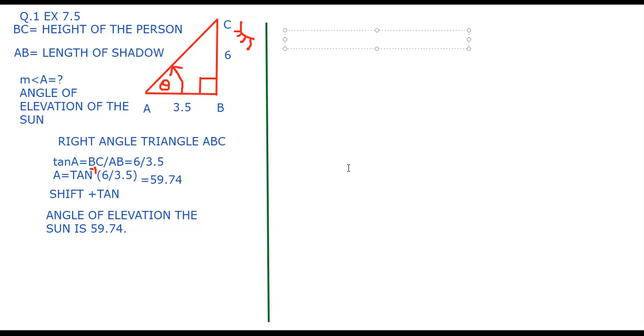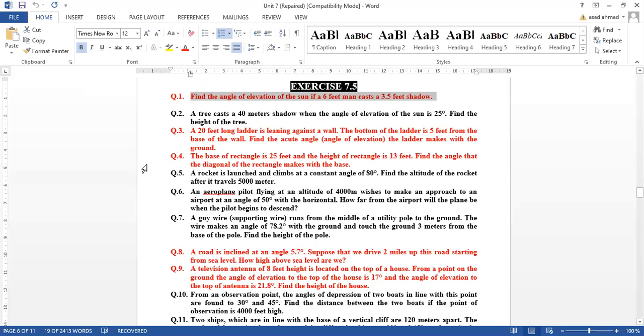We have done question number 1, and let me share with you the next question. It is question number 3 and question number 4. So let me solve question number 3. For question number 3, we have to read the statement that a 20 feet long ladder is leaning against a wall. The bottom of the ladder is 5 feet from the base of the wall. Find the acute angle. Again, same sort of thing has been asked.